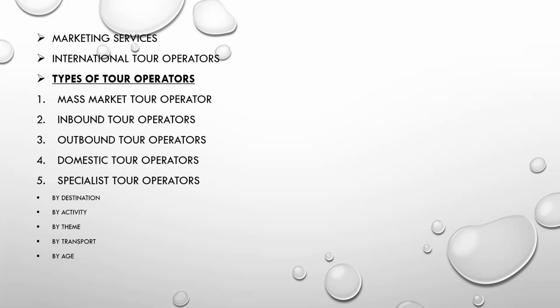What about number three, outbound tour operators? It's the opposite. In the same way inbound tourism is described, in outbound tourism, the outbound tour operator is based in the tourist's home country, offering holiday packages to destinations overseas. For example, an outbound tour operator in Egypt, all he does is offer holiday packages to destinations overseas.